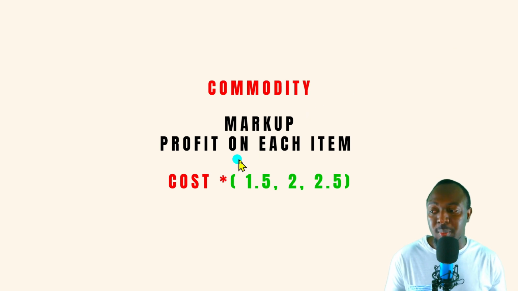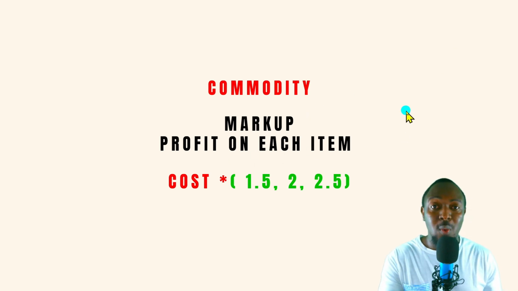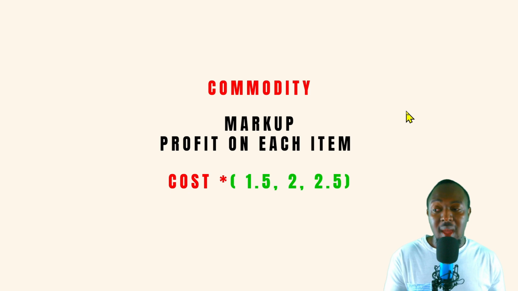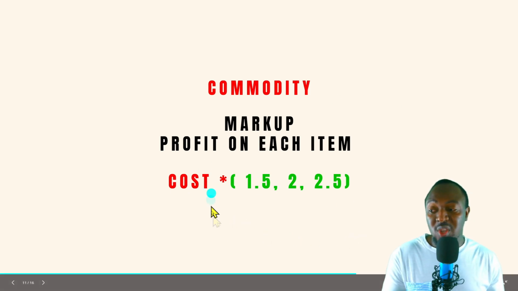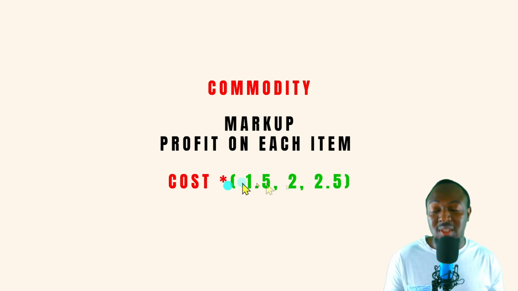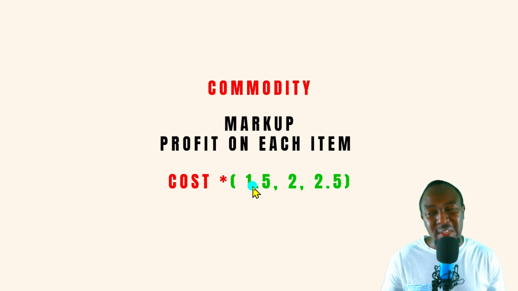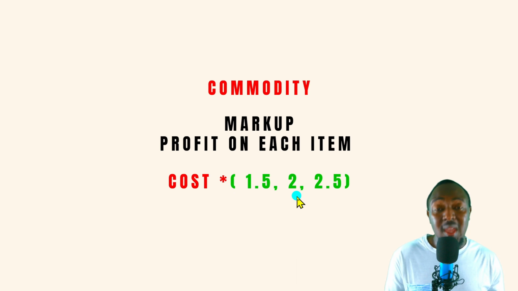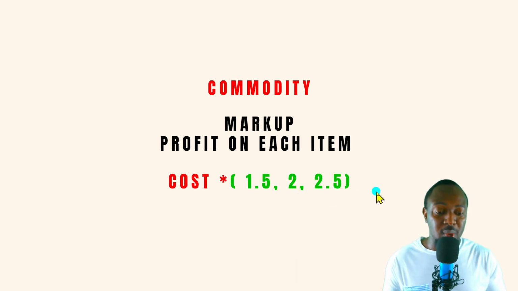You can say mark up your profits on each item. So they can say wholesale times 2. But this is what most people are using. And instead of saying times 2 the wholesale price, the cost times 2, it would be called low as 1.5. It would be called 2. It would be called a bit high as 2.5. So this is what most people are doing.